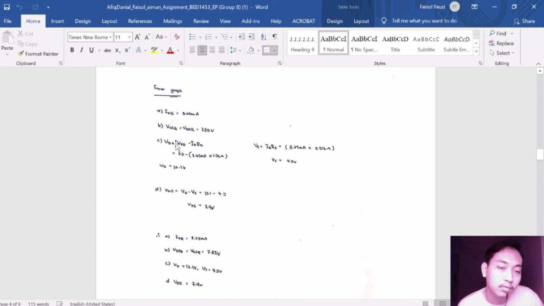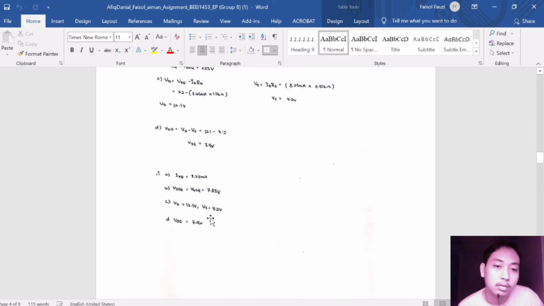So we can find VD, which is VD equals VDD minus ID multiply with RD. So we get VD equal to 12.1 volt. So VS equals ID multiply RS, we get 4.2 volt. We want to find VDS equals VD minus VS. 12.1 minus 4.2, we get 7.9 volt. So here are the values you need. So thank you.